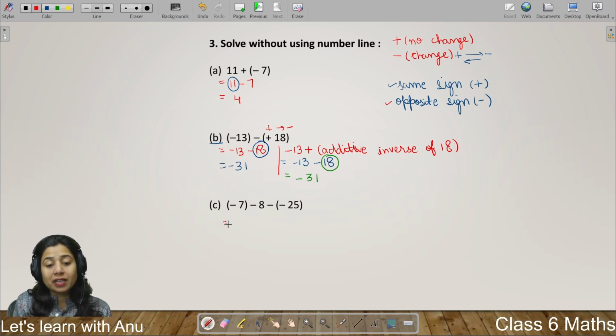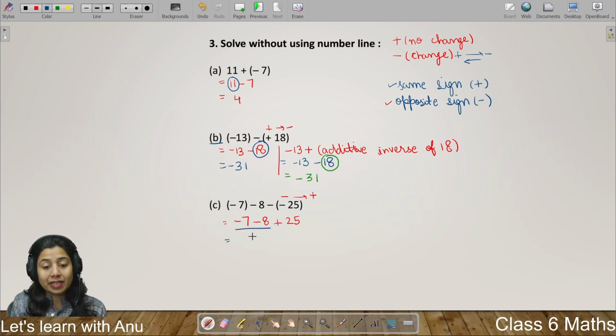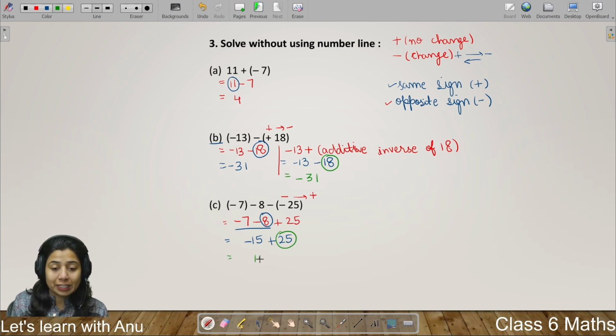Moving to C part, this is minus 7, minus 8 and now we are opening the bracket, so inner sign will change because we have negative sign. So it will change to positive sign. So it's plus 25. Firstly, let's solve first two integers. So it's 7 and 8 gives us 15 and the bigger one is 8. So it's minus 15 plus 25. Now we have opposite signs. So subtraction is happening and sign will come of bigger number, that is 25. So 25 minus 15 is 10 and sign is going to be positive.